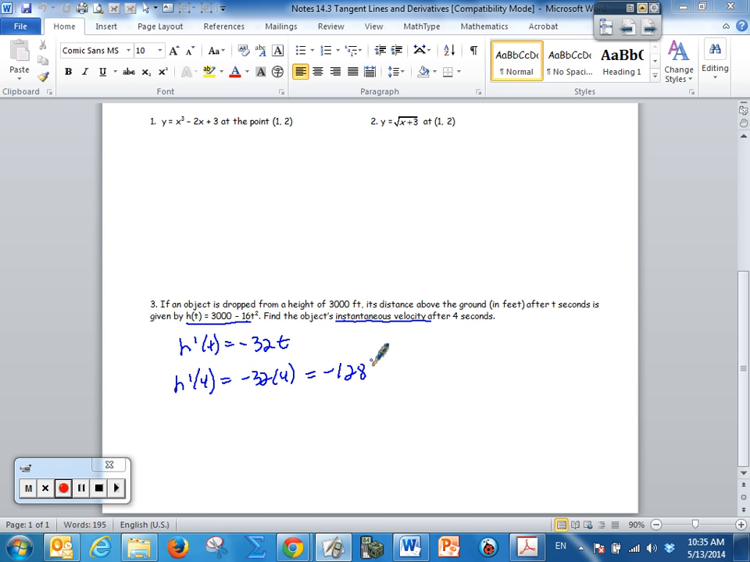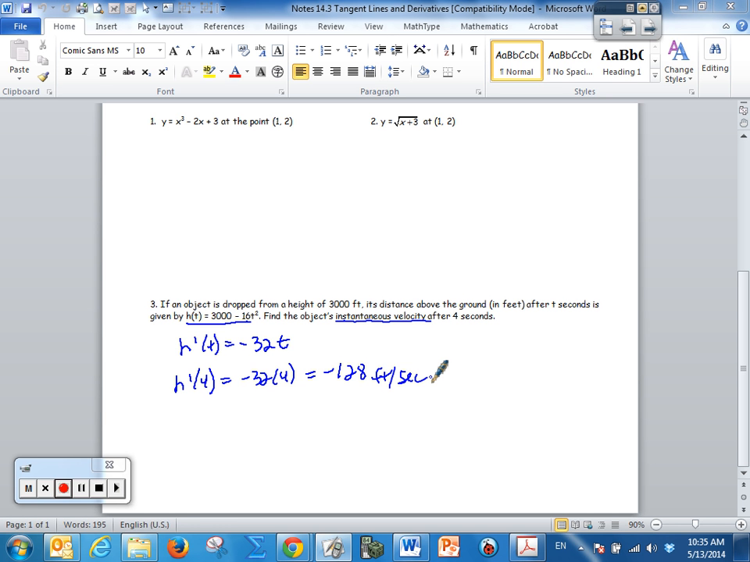Now, you don't ever want to leave a number bald. They call it bald. You want to put units on it if there are units. Did they give us units on this? Yes, we don't leave those off. So let's see, what are we in? We're in feet, and we're talking about velocity. How should those be done? Feet per second. Now, this is one way to leave it, negative 128 feet per second.